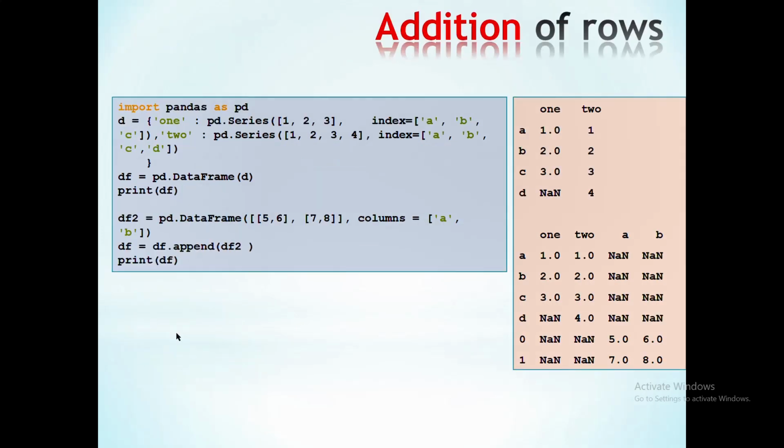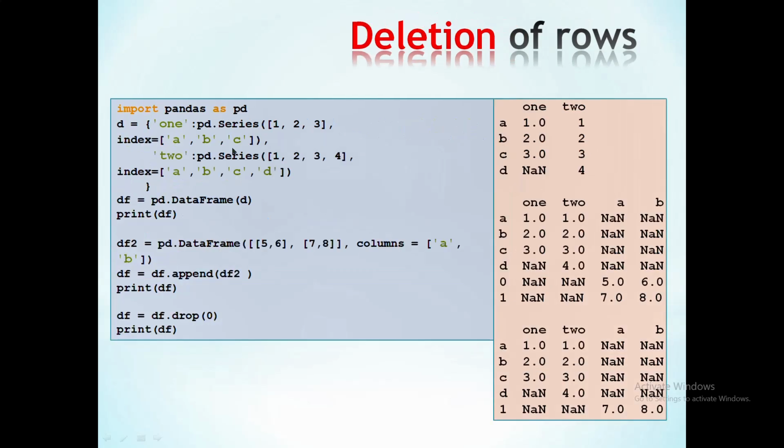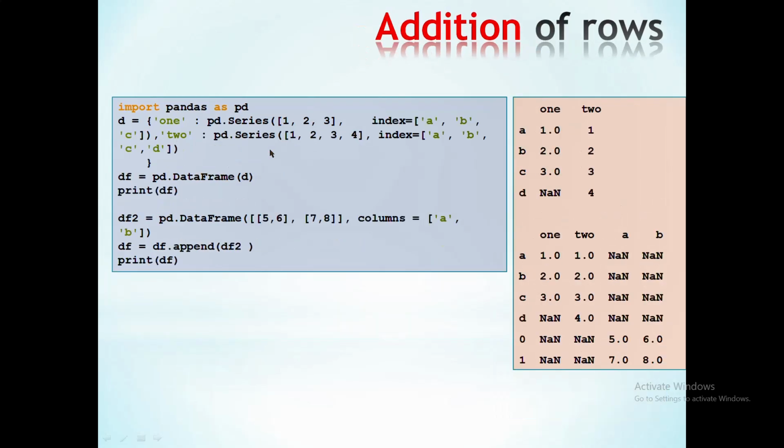Then addition of rows is also possible. Initially I have created a Pandas data frame from a data dictionary, where 1 is the column name with the values 1, 2, 3, 4 and the index is A, B, C, D. 2 is another column name which holds the values 1, 2, 3, 4 with the same index. These two are converted into a data frame.